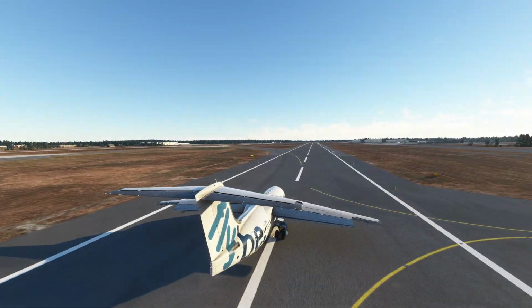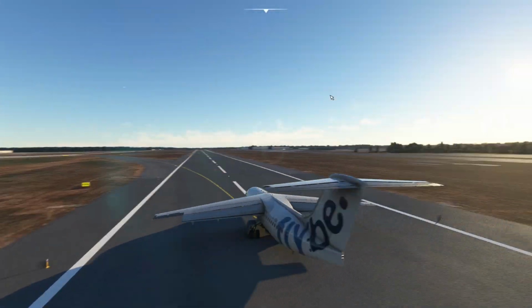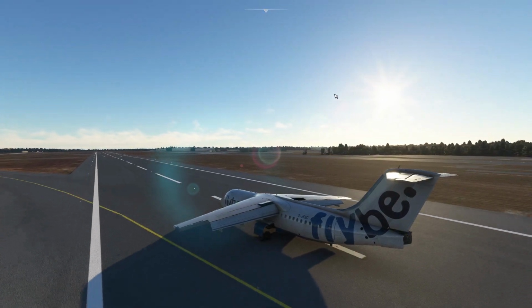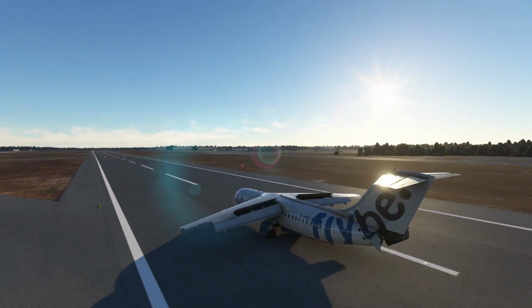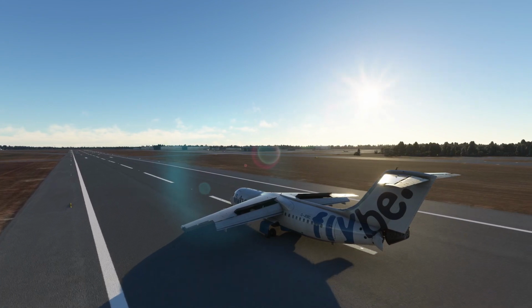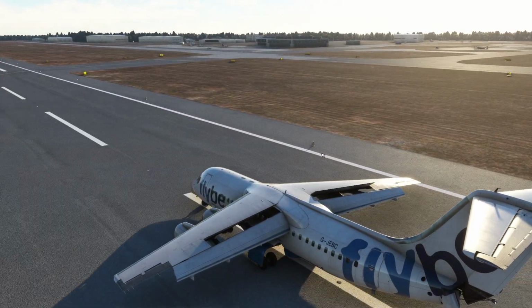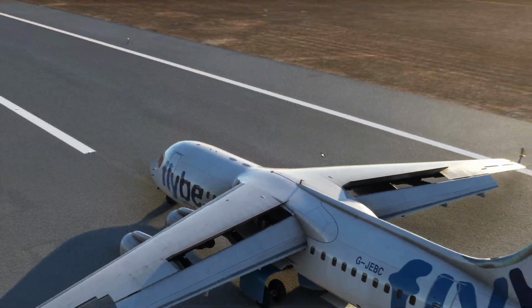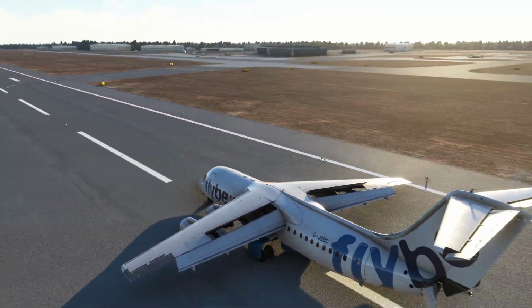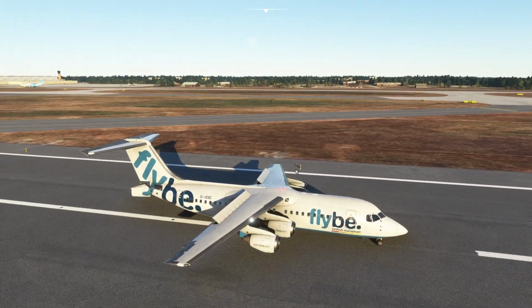So let's see what that lift spoiler looks like. Can we see it from outside? Oh, it's already gone down. If I chuck the brakes out, you should see it. There we go. That's a major drag, isn't it? You can actually see, if you look carefully, right the way through the wing. And we've stopped very, very quickly, and this doesn't even have reverse thrust.